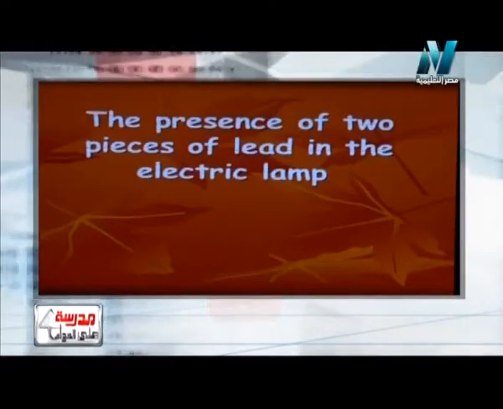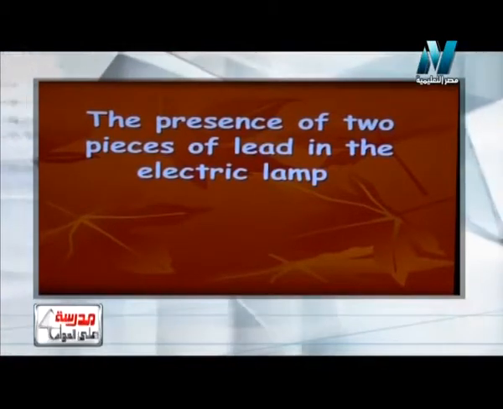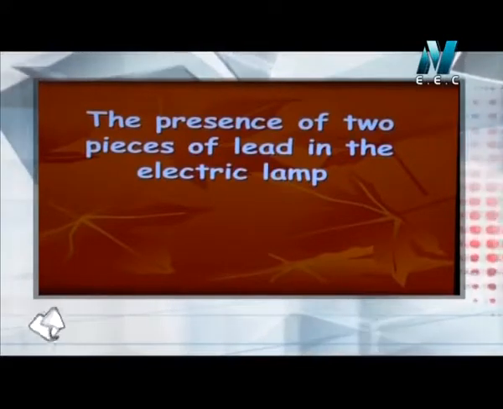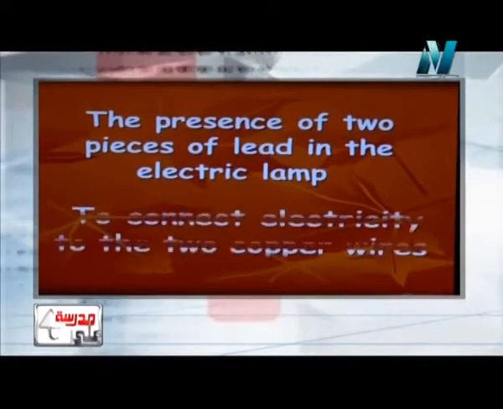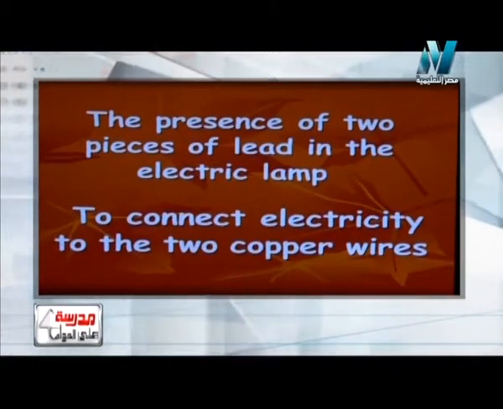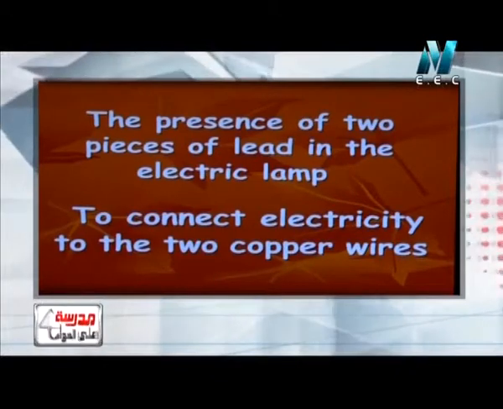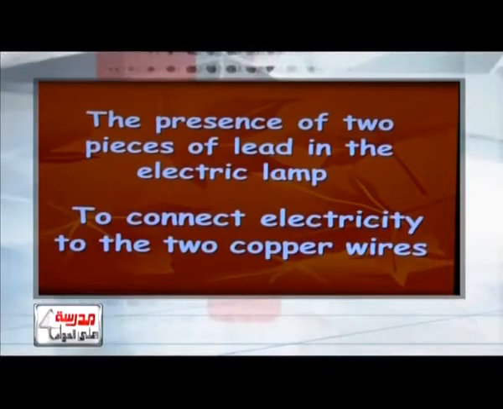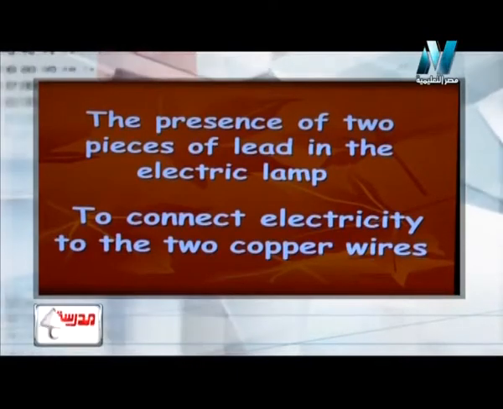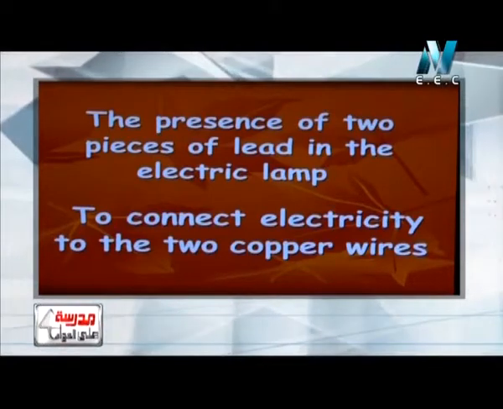Another question. The presence of two pieces of lead in the electric lamp. Surely why? To connect electricity to the two copper lead wires. Again, the presence of two pieces of lead in the electric lamp is to connect electricity to the two copper and lead wires. And now let me remind you with the drawing of the electric lamp.